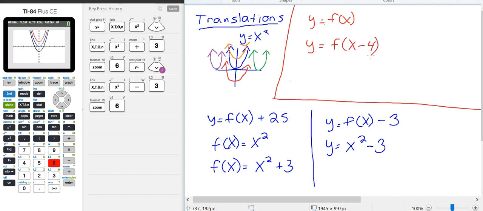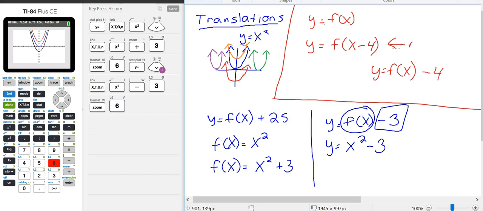Notice that this is different than what we did before. Over here, when we were moving up and down, we had our f of x function and we subtracted 3 from the whole f of x function. Now we are subtracting 4 from the x part of the f of x function and not from the whole thing. If we were moving this graph y is equal to f of x down instead of moving it to the right, it would look like this.